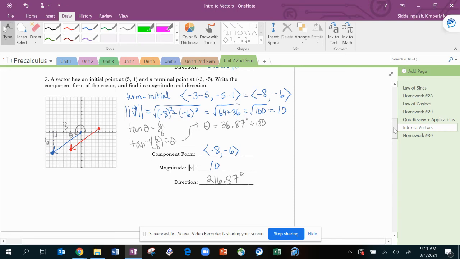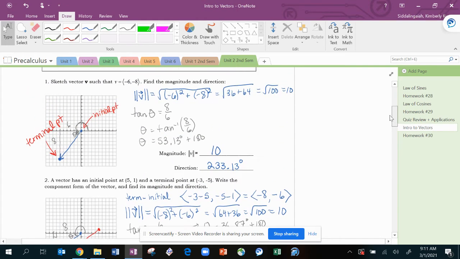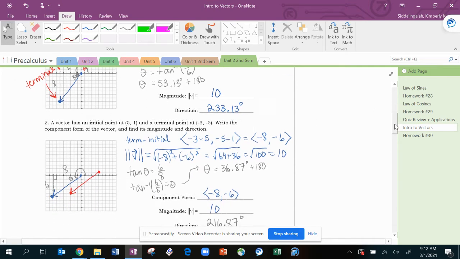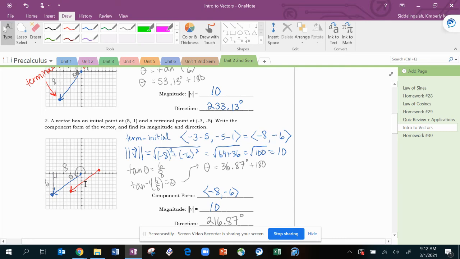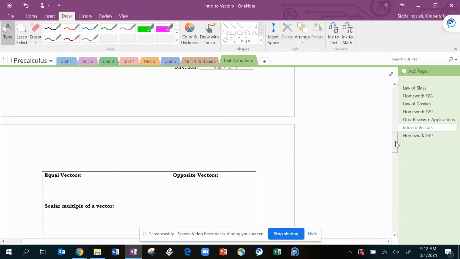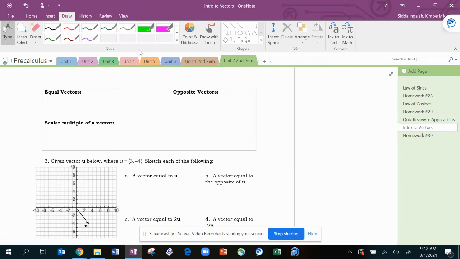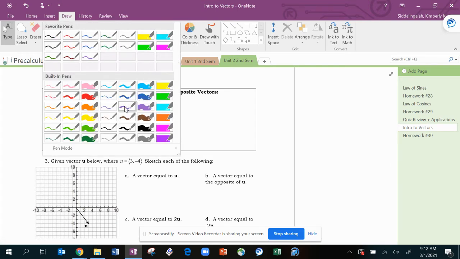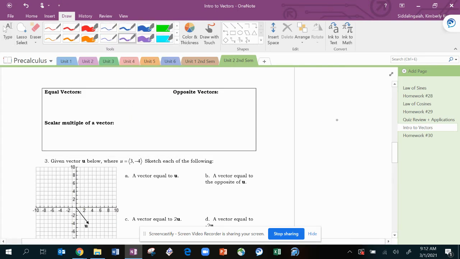Okay, so I hope vectors are making sense. They really do look like little rays, just kind of pointing. And notice we can slide them around so that we can put them into standard position. So let's turn the page and talk about some equal vectors, opposite vectors, and then scalar multiple of a vector.